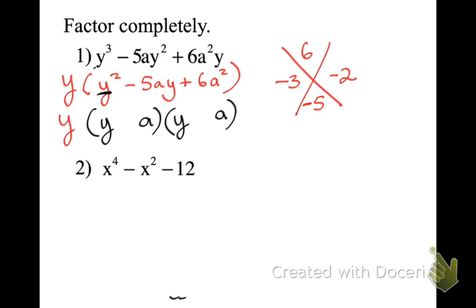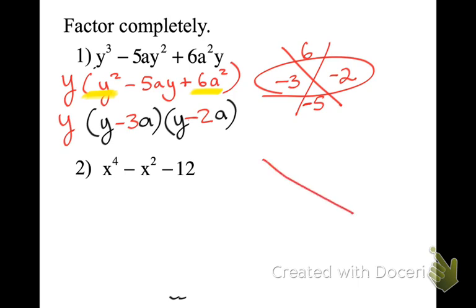Now, which variable gets the coefficient, a or y? a. How do you know that? Because it's right next to a squared. Look at next to y squared, there's nothing. So you don't want to add a coefficient to y. These numbers here are going to go in front of the a. Minus 3a, minus 2a.